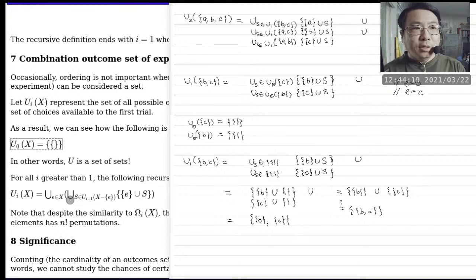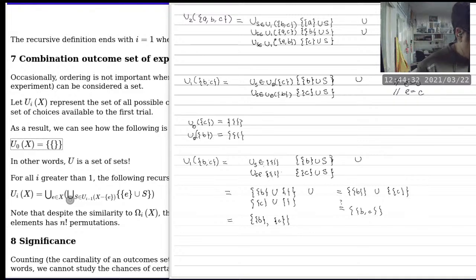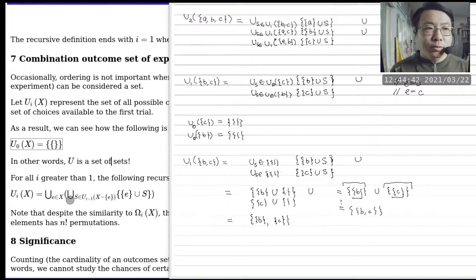The set that contains B is an element. The set that contains C is an element. There's no interaction of the elements because the union applies to this set and this set. The union does not apply to whatever the elements are inside those particular sets. And that's why the set of B and the set of C do not interact at all.